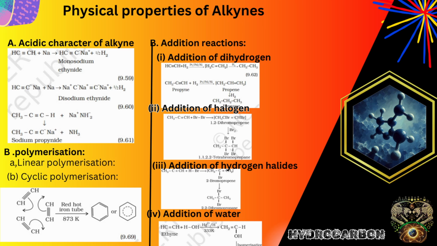For example, hydrogen is added to ethyne to form ethene, and it is called hydrogenation. Addition of bromine to ethyne to form dibromoethene is an example of halogenation. Hydrogen halide addition forms a geminal dihalide, that is, both halogens on the same carbon. Ethyne reacts with water in the presence of HgSO4 and sulfuric acid, forming acetaldehyde.